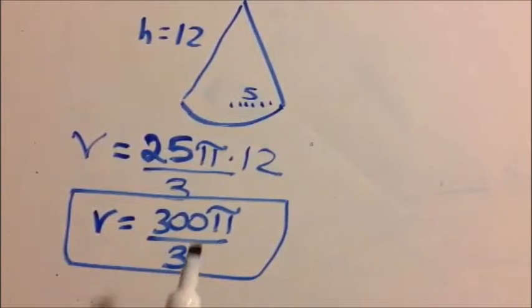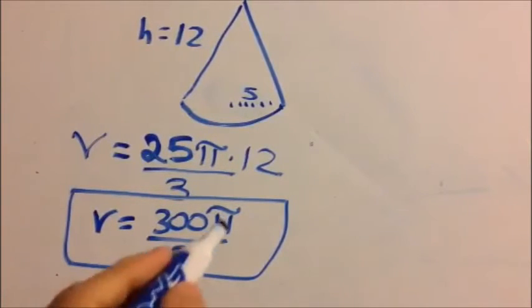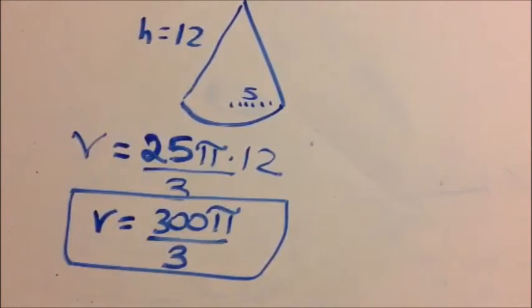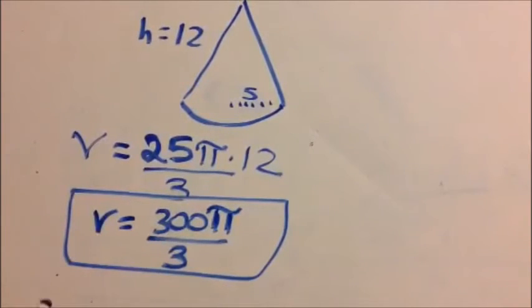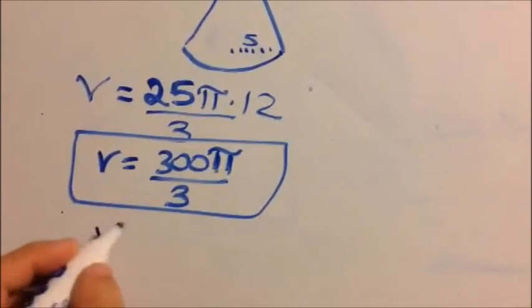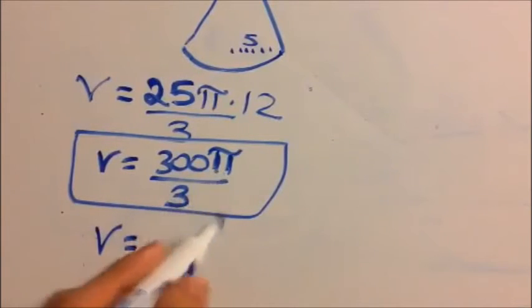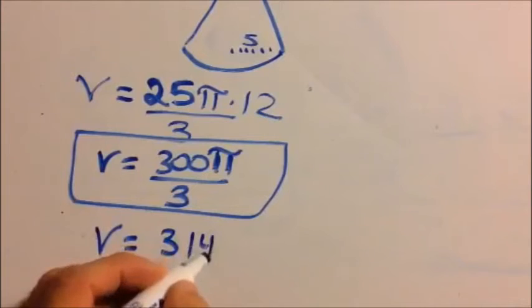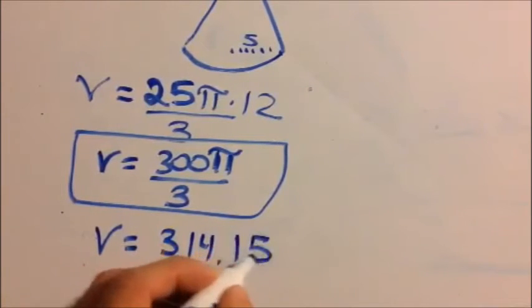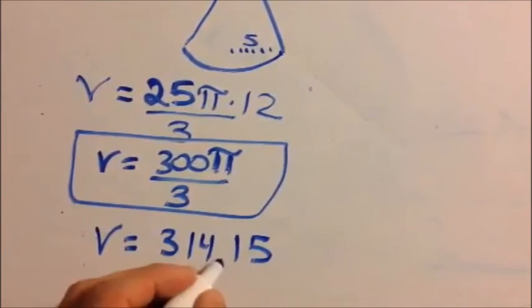Now, if we were leaving this in terms of pi, we wouldn't solve for pi, we'd just leave pi there. But in this case, we're going to solve for pi. You can press pi on the calculator. If they told you to estimate pi, you can do 3.14. But you can just press the symbol pi on the calculator. So if we did that, the volume is going to be 300 times pi on the calculator, which is going to give us basically 314.15 continuing. It's about that.